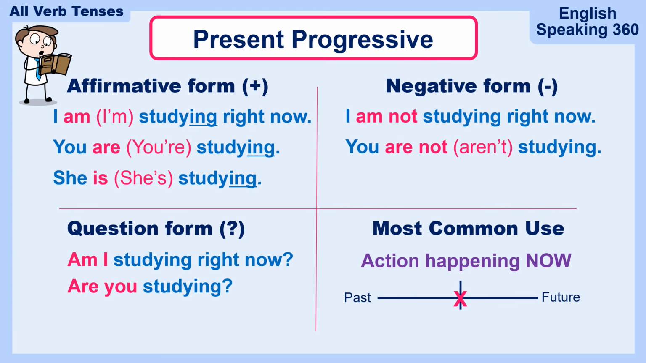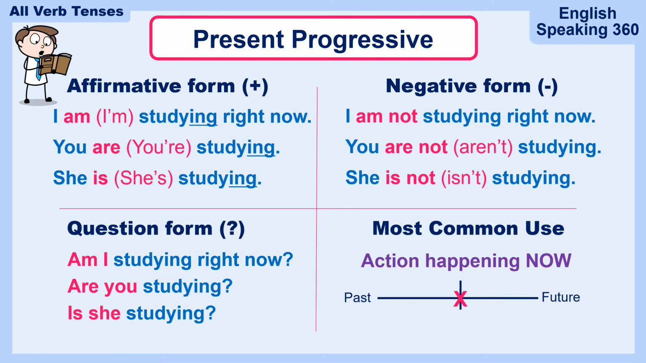The negative form, she is not studying right now. She isn't studying right now. Question form, is she studying right now? You're asking if she is studying at this very moment. The three examples of questions here are yes/no questions.